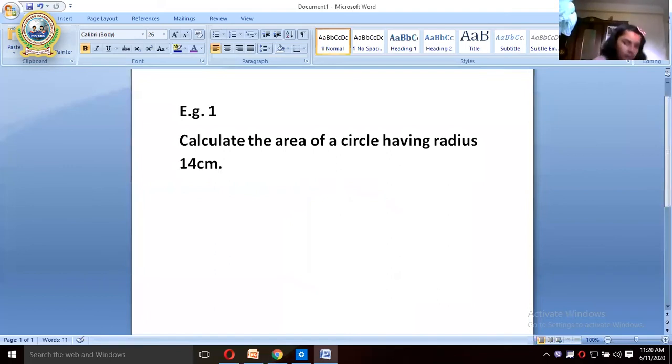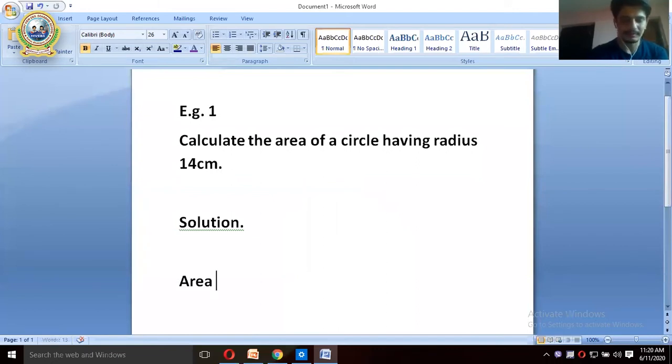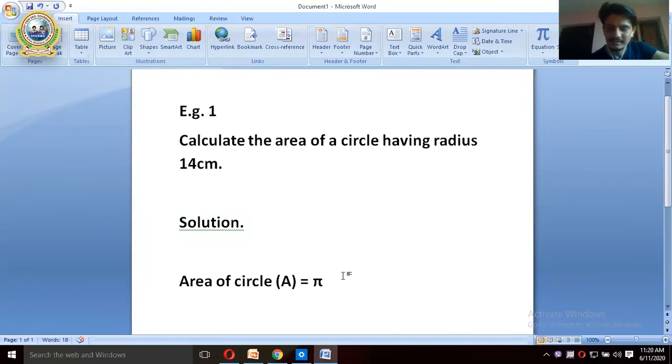Let's see the solution. Area of circle, capital A. What is the formula? I told you earlier, that is pi r square. The area of a circle is pi r square. This is pi, r, and this one is square. So this is the formula to calculate area of a circle.